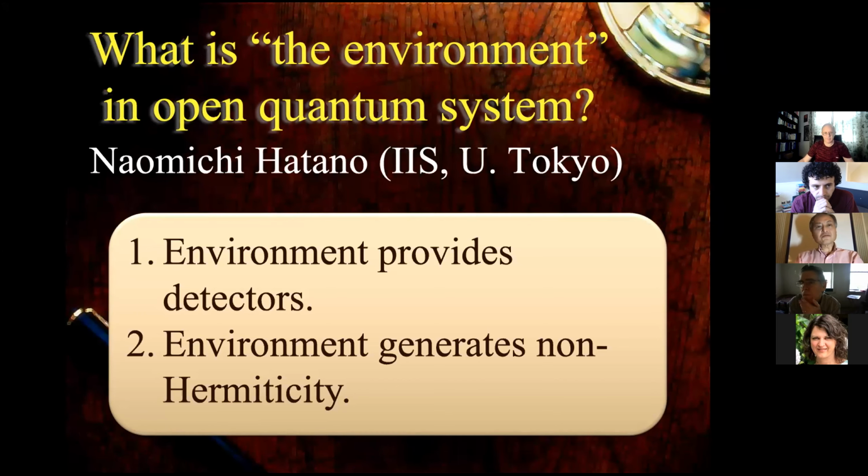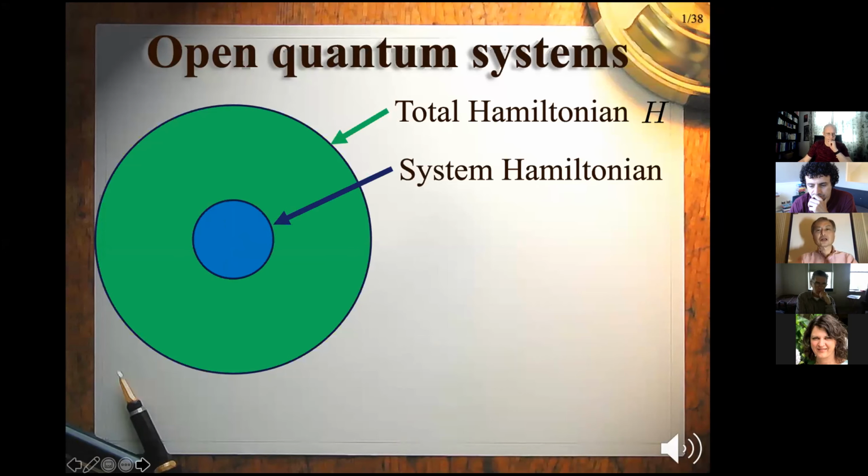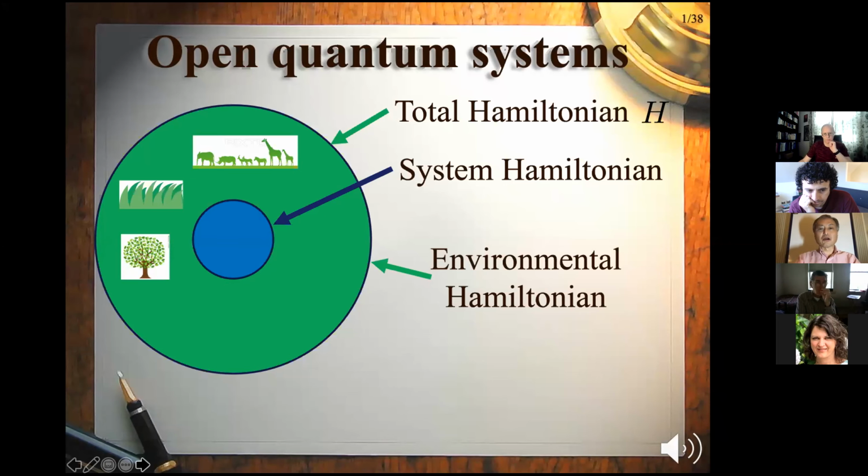First of all, what do I mean by open quantum systems? By open quantum systems, I mean some big system with the total Hamiltonian H, which is generally Hermitian. But I'm not interested in the total big Hamiltonian. I'm interested in a small part of it, which I refer to as the system Hamiltonian. And the rest I call the environmental Hamiltonian.